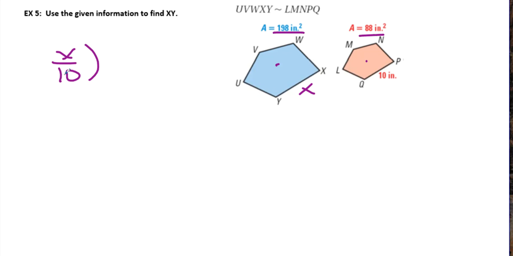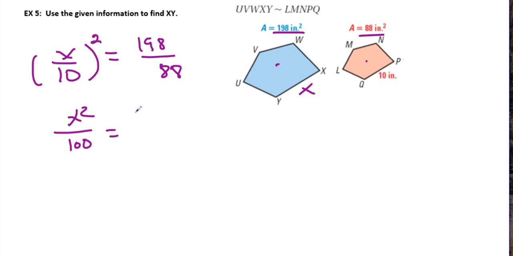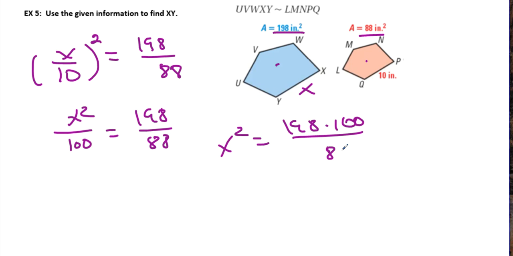Since we're dealing with the area, we're going to square it. And we're going to do left over right, because I have left over right here, over 88. This is nothing more than x squared over 100 is equal to 198 over 88. Well, don't have to cross multiply. I'm just going to multiply by 100 on both sides. So I have x squared is equal to 198 times 100 over 88.